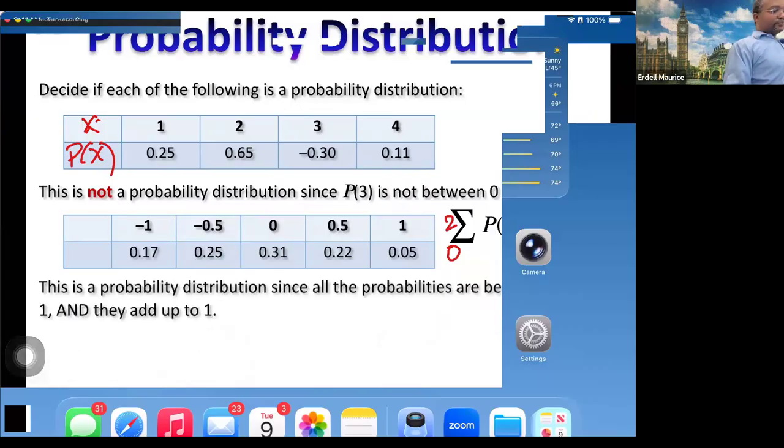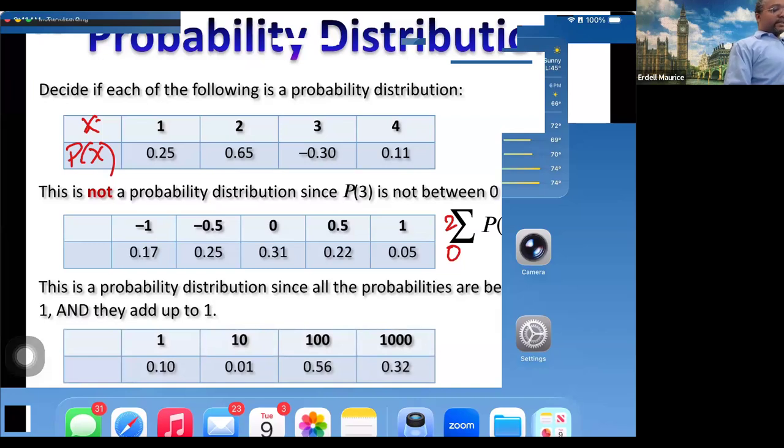Last one right here. Is this a probability distribution? It's a little tricky. Is this a probability distribution? When you add up the 4 numbers, how much do you get? You get 0.99, and so therefore this is not a probability distribution. Question, yes. I thought there was one question, but why can't you just round?